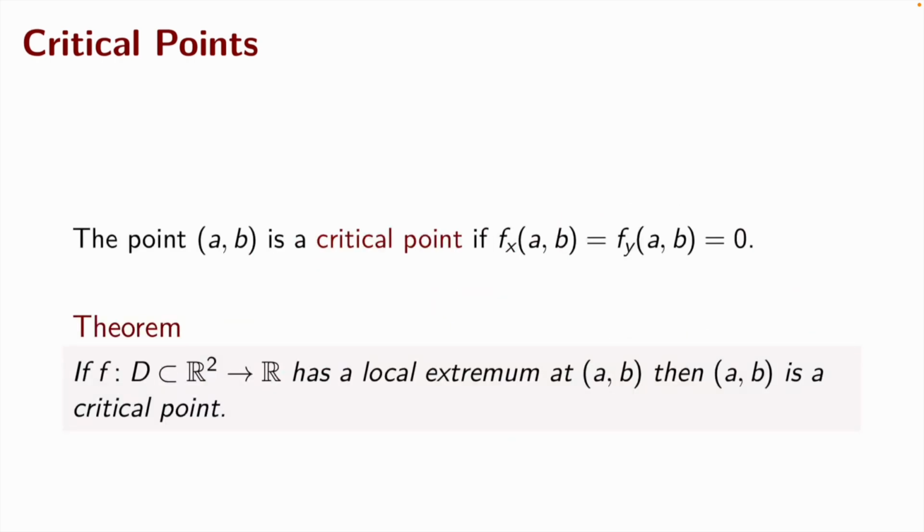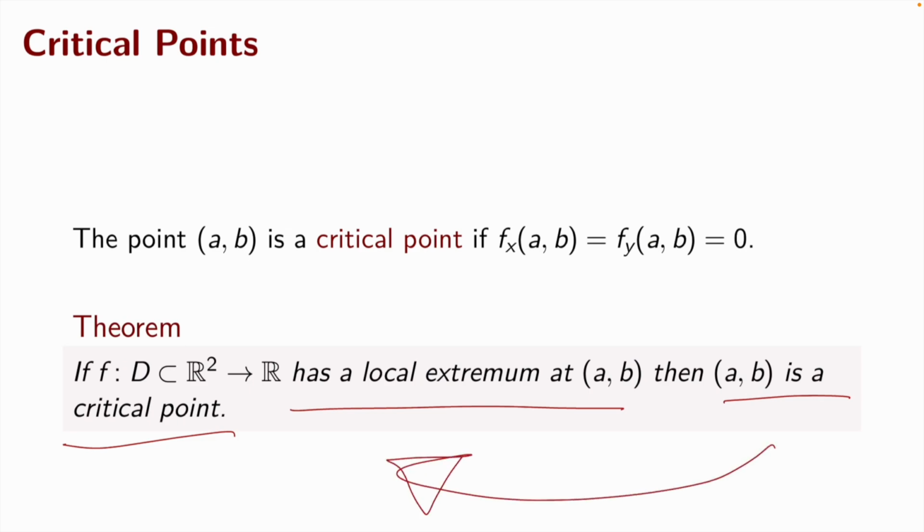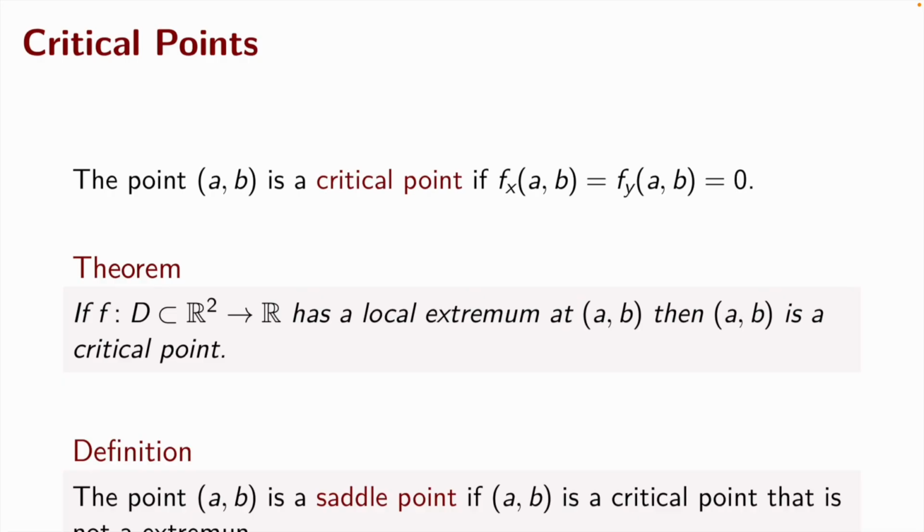And we have a theorem that tells us that if the function has a local extremum at (a, b), meaning it has a minimum or a maximum, then (a, b) is a critical point. So this theorem is telling us that if there is a minimum or maximum, then the derivatives are zero. But this is an if-then result, meaning that we cannot read it in the other direction, right? So the fact that the partial derivatives are zero does not guarantee that the function is going to have a minimum or maximum.